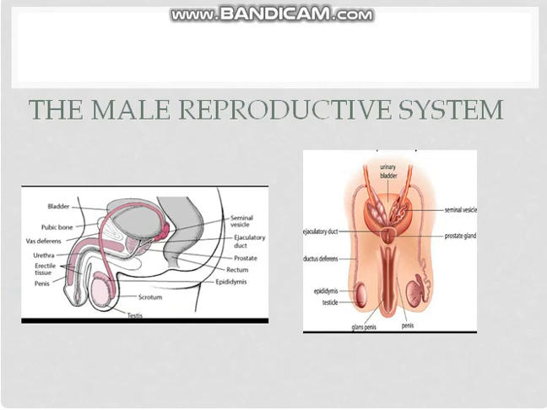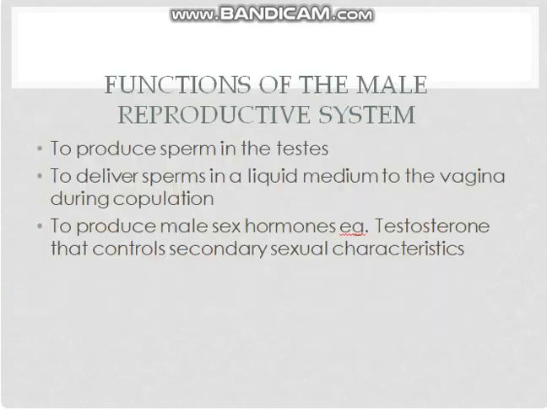Let us look at the functions of the male reproductive system. In conclusion, it is to produce sperm in the testis, to deliver sperms in a liquid medium to the vagina during copulation, and also to produce the male sex hormone, testosterone, that controls secondary sexual characteristics.